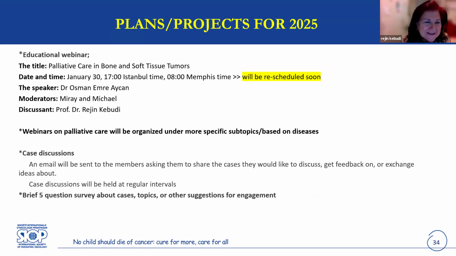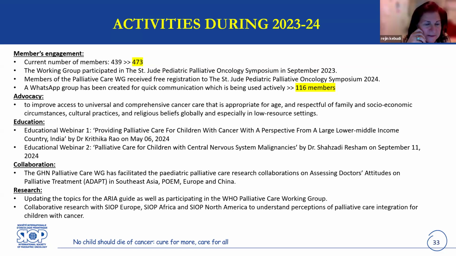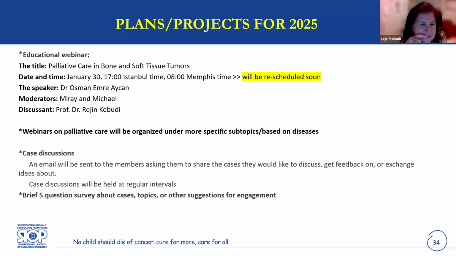Can you go back to the other slide? As you said, last year they did 2 webinars, one on providing palliative care for children with cancer with a perspective from a large lower middle income country, India, and the second was palliative care for central nervous system tumors by Resham from Pakistan. In fact, Mira had started in October, so they had 2 webinars during 2024. And then if you can move on to the other. The next webinar in January will be rescheduled, because on January 30th there are 2 or 3 SIOP webinars, so they will reschedule it for February.